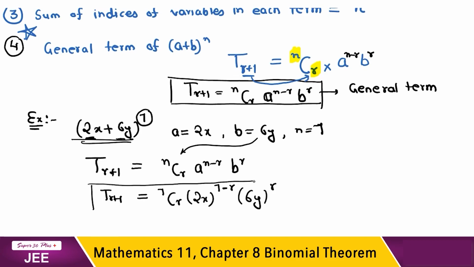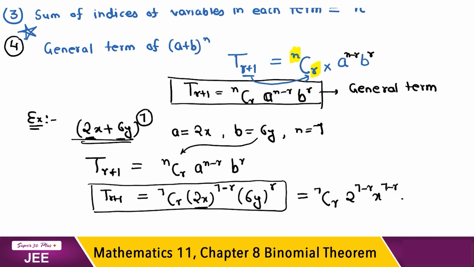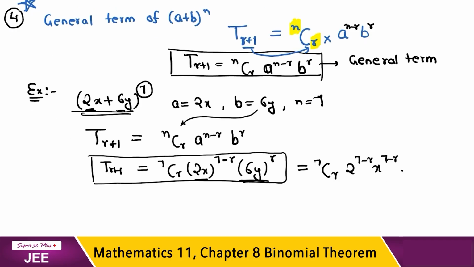T r plus 1 will be equal to 7Cr, 2x raised to the power 7 minus r, and 6y raised to the power r. Now we can write it down in a much more simplified way, or for you people it is going to be a complicated way. Whichever you want to say, you can say. I can write down 2x raised to the power 7 minus r as 2 raised to the power 7 minus r, and x raised to the power 7 minus r. Power gets distributed over 2 and x. 6y raised to the power r can be written as 6 raised to the power r into y raised to the power r.